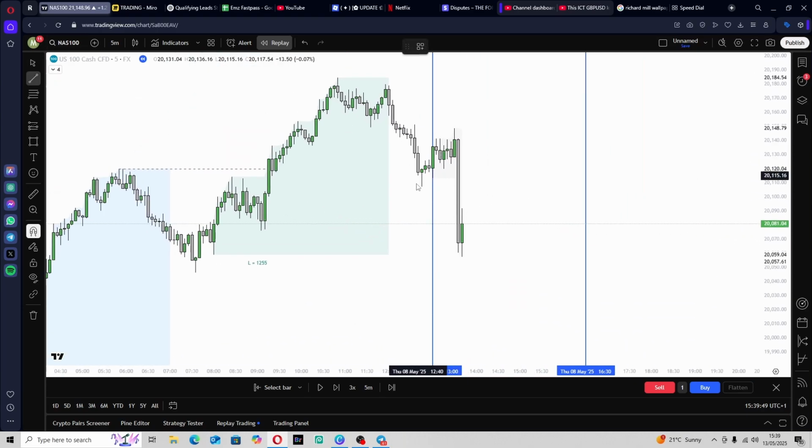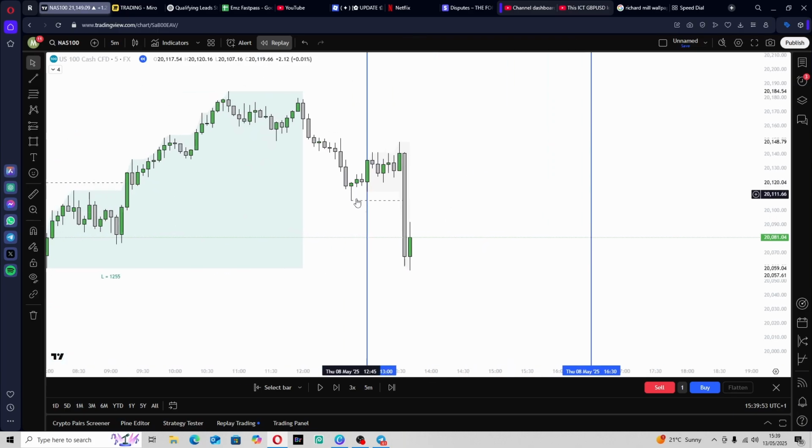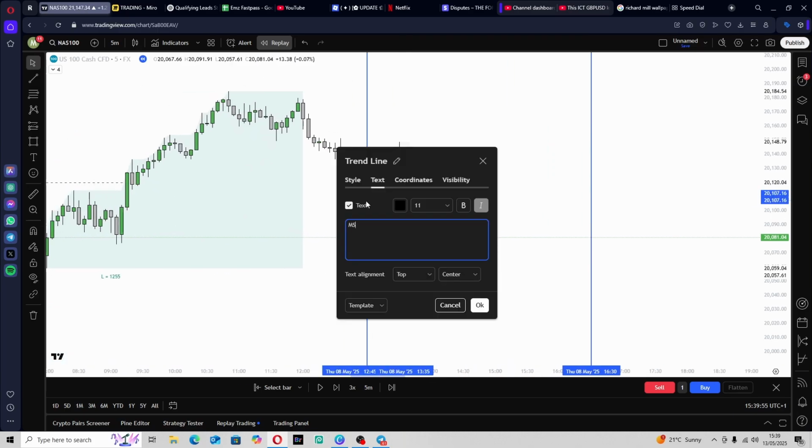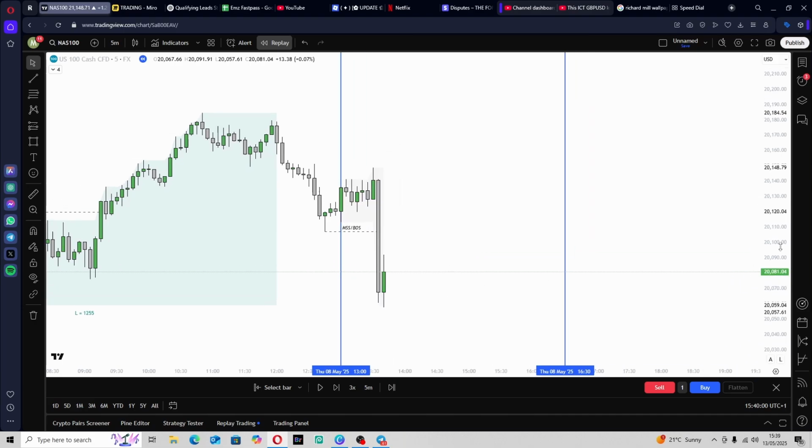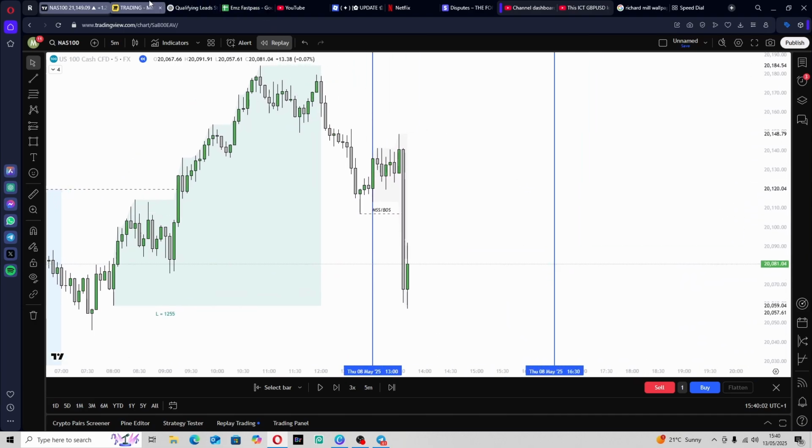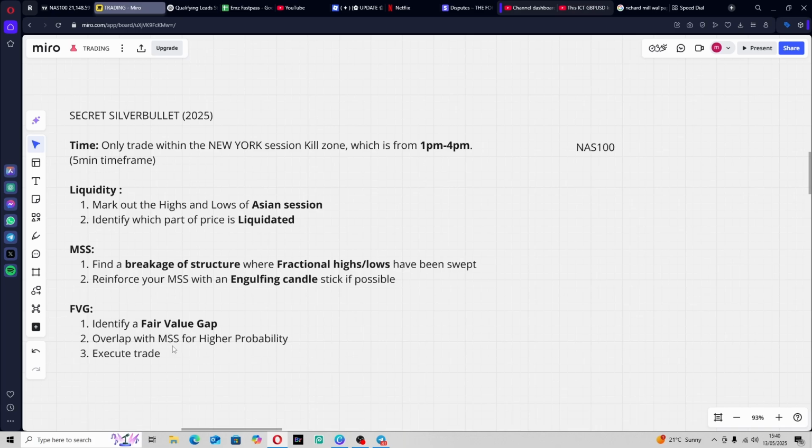And as you can see, this is the fractional low that I was talking about, where the price after it and the price before it did not go below it, which makes this our market structure shift, or breakage of structure, right? And as soon as we have this down, all we've got to do from here on out is mark out our fair value gap, and then we can overlap this fair value gap with a market structure shift for a higher probability. And all we've got to do from then on is execute the trade, and we're finished, right?